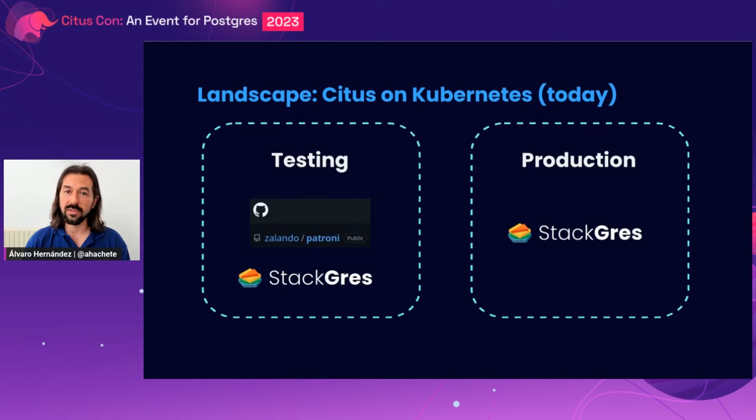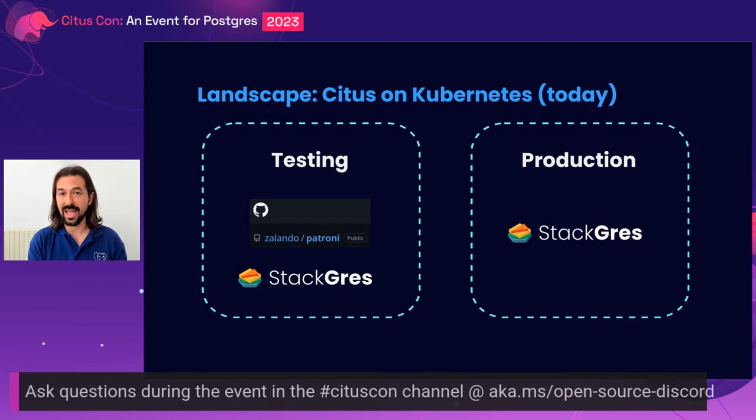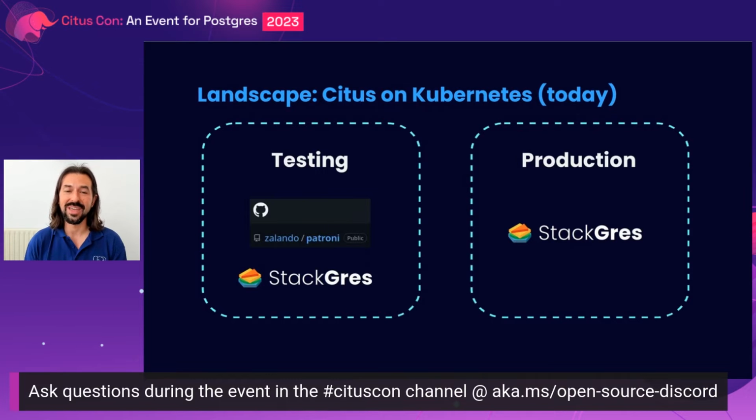The good news is that we listen to this, and there's an open source project which I'm behind called StackGres, which is a stack of components on top of Postgres that essentially brings not only Postgres on Kubernetes, but also Citus on Kubernetes. And we will be talking about this today.